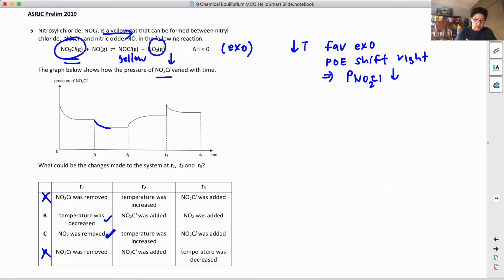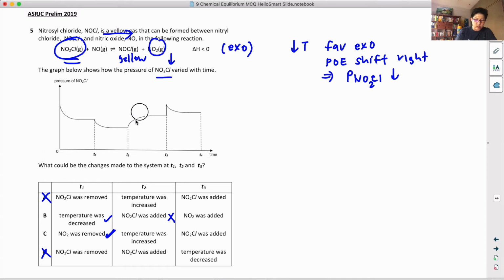Okay, T2, you can see the graph goes up like that. I'll say this is wrong already. All right, why? NO2Cl was added, so the graph will have to show a line going up. There must be a line that goes up. It was added, but you don't see that line, which means this is wrong. So that leads us to only one answer, which is C.